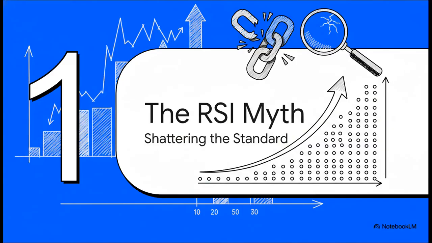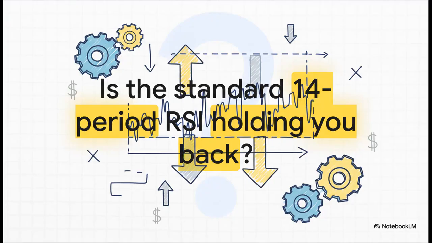That standard overbought/oversold strategy, it's not just incomplete, it can be downright misleading. And look, this isn't just my opinion. The data shows there's a far more powerful way to read what the market is really telling us, and it all starts with challenging the default settings. So we have to ask the question, is that default 14-period RSI that literally every trading platform gives you actually a flaw? Could it be filtering out the very signals you need to see the most?